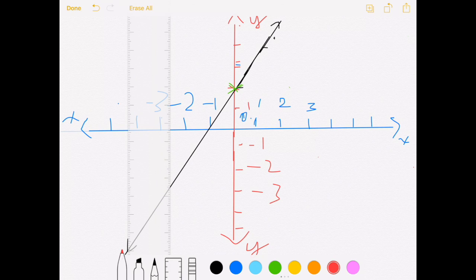Greetings fellow YouTube viewers. Today in this video we will be learning how to convert a straight line into an equation and an equation into a line.